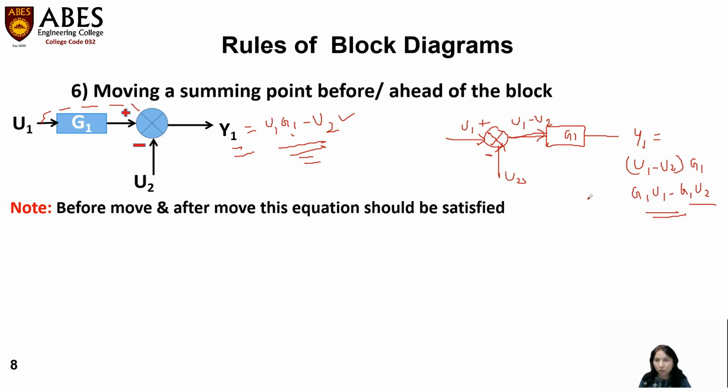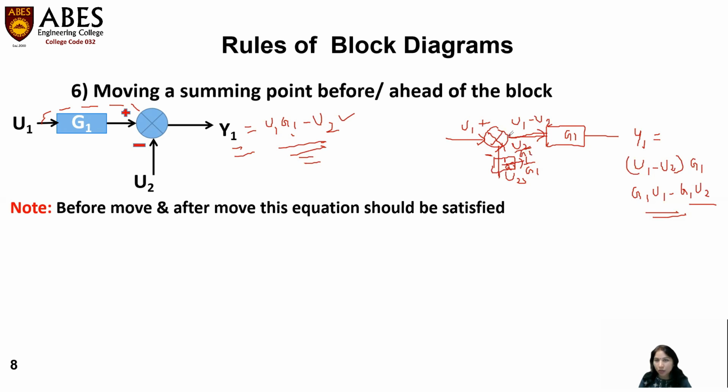So for that, what we have to change in this circuit is, we have to add one block over here which is having a value of 1 upon G1. This block should be having a value of 1 upon G1. So now, see what will happen. This signal is having the value of U2, and after the block this signal is having a value of U2 upon G1.